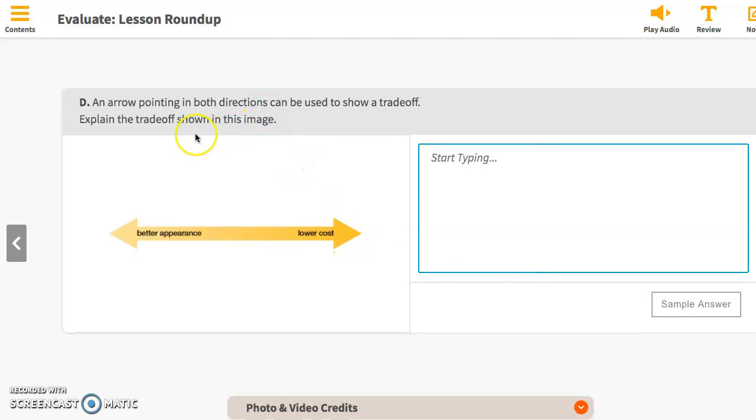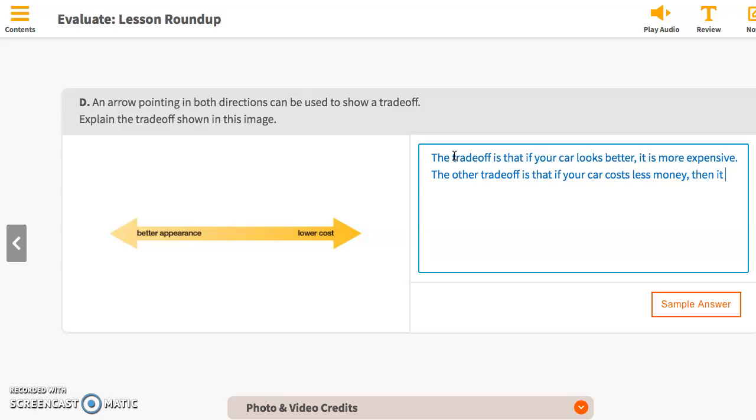An arrow can be used to show trade-off. Explain the trade-off in this image. All right. The trade-off is that if your car looks better, it is more expensive. The other trade-off is that if your car costs less money, then it probably doesn't look as nice as the more expensive car.